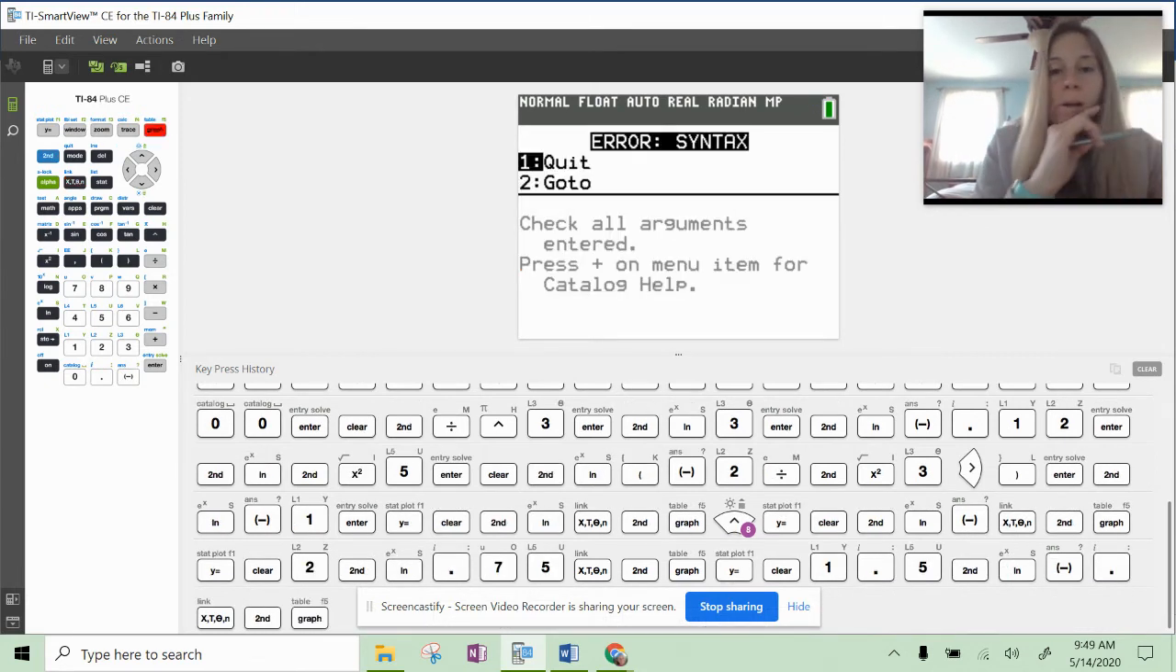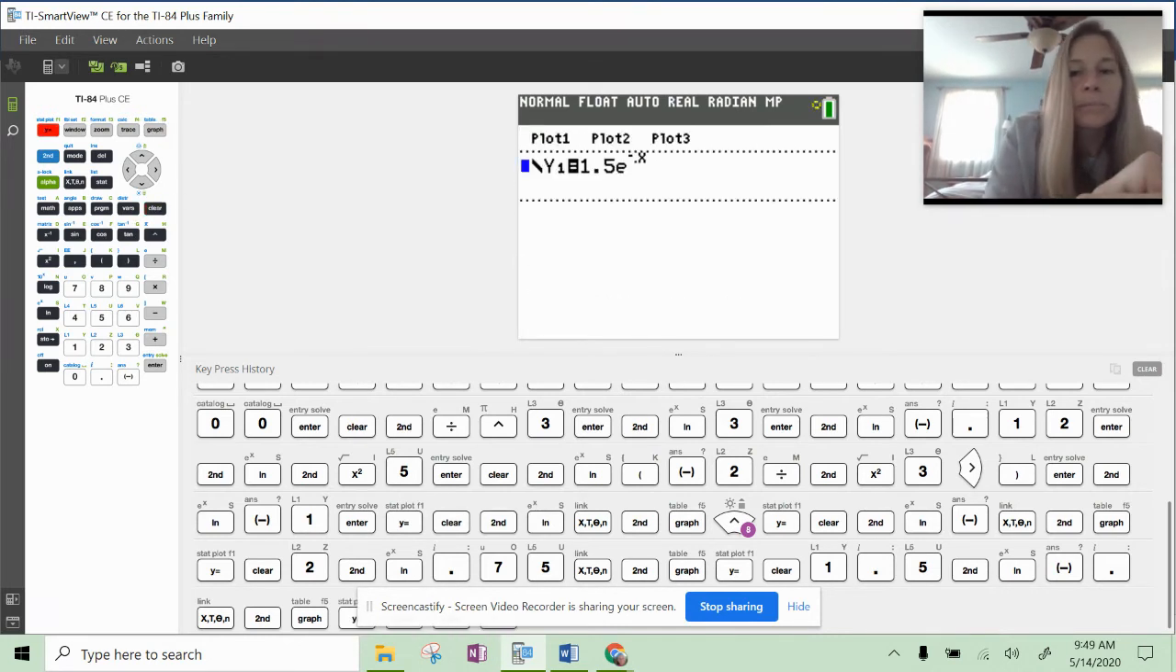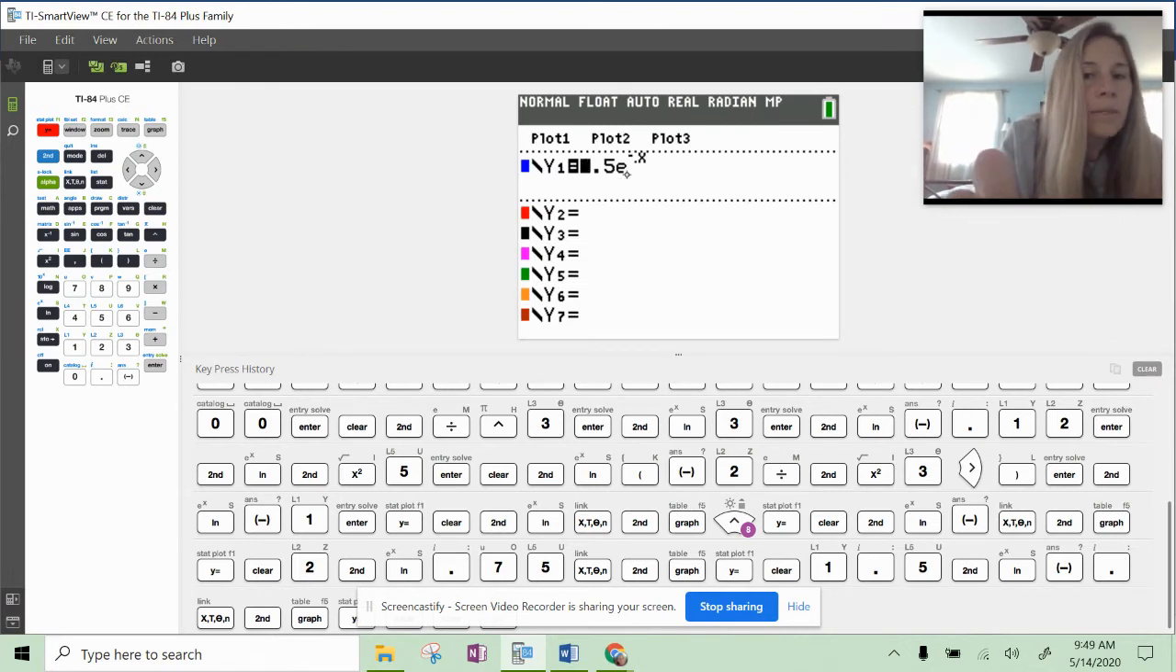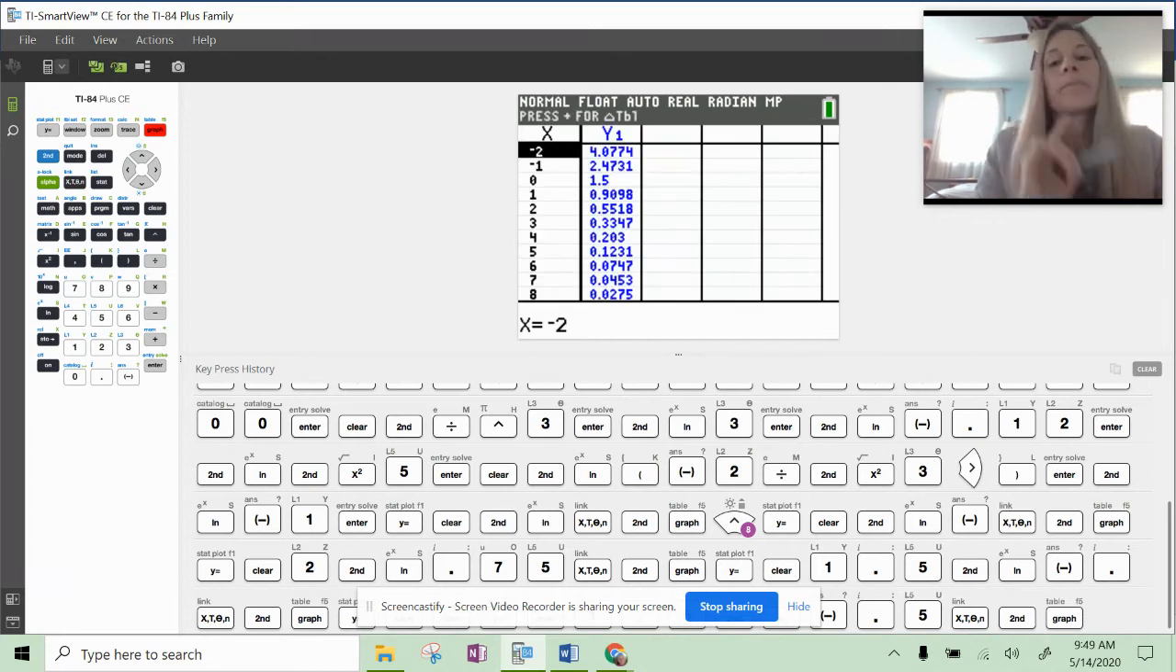Go to my table. Oops, I must have typed something in wrong. Let's see here. All right, 1.5 times e raised to the, oh yeah, that's what happened. Okay, let's try this again. 1.5 times e raised to -0.5x. There we go. Now I'm going to go to my chart.